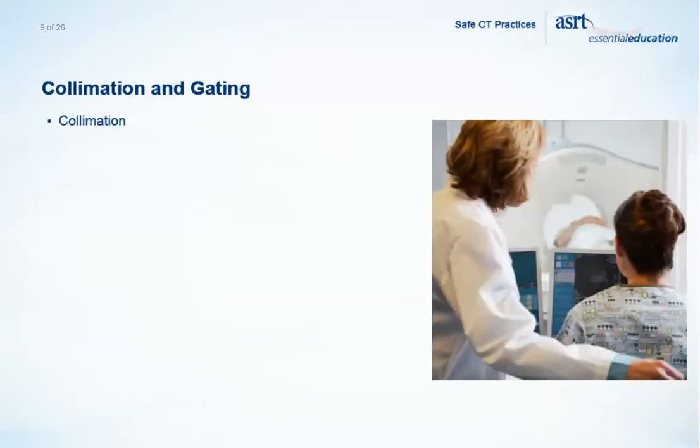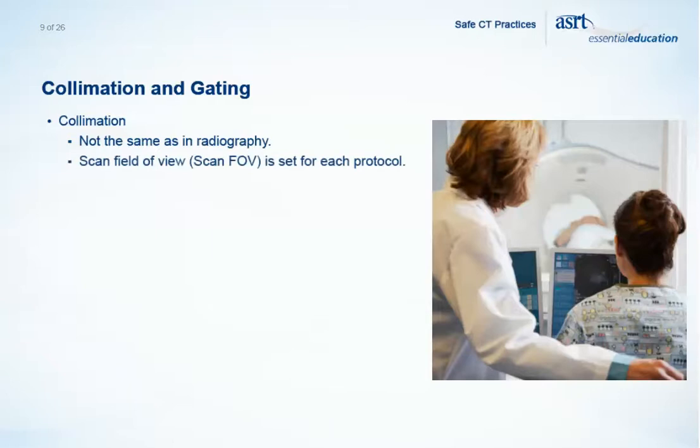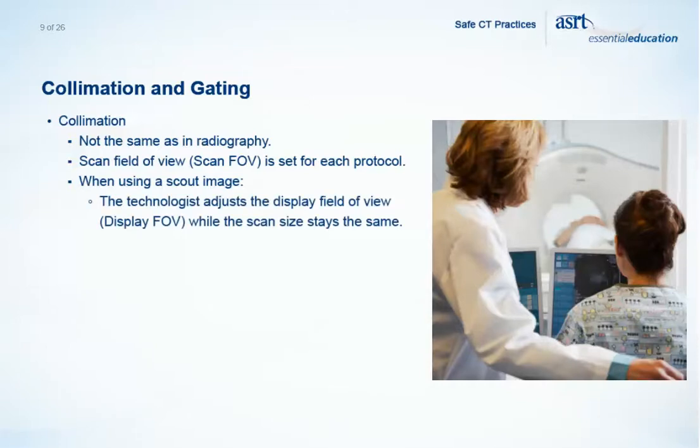Collimation in CT is not the same as in radiography, where the radiographer adjusts the size of the primary beam. In CT, the scan field of view, or scan FOV, is set for each protocol. When planning the scan using a scout image, the CT technologist generally adjusts the display field of view, or display FOV, while the scan size stays the same. The patient is not spared any radiation by adjusting the display FOV.